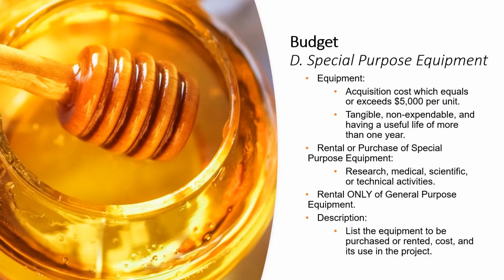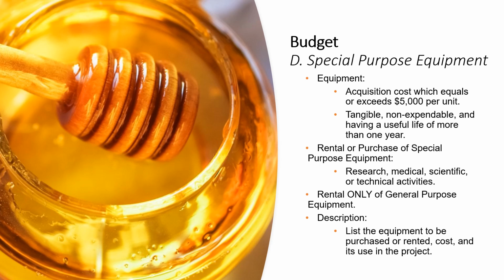Category D is special purpose equipment. This is where applicants will list the cost to purchase or rent any equipment needed for their project. To be considered equipment, an item must cost $5,000 per unit or more and be tangible, non-expendable, and have a useful life of more than 1 year. Special purpose equipment may be used only for research, medical, scientific, or other technical activities. General purpose equipment is not limited to these activities.